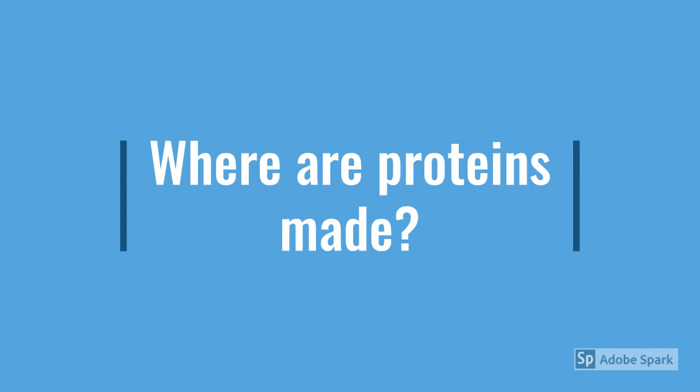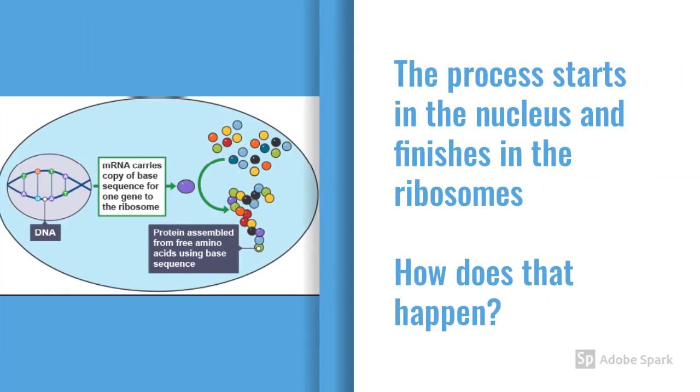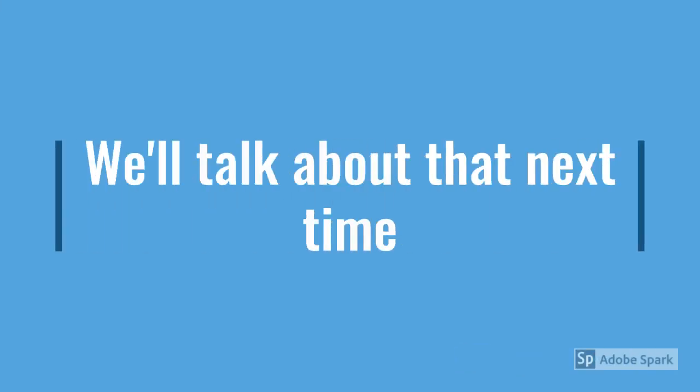So, where exactly are proteins made? There are 2 processes involved in making proteins. The first one occurs in the nucleus, and the second one happens in the ribosome. Remember, the ribosome is the site of protein synthesis. Anyway, to move from one place to the other, you need some sort of transport. It can't magically appear there. How does that happen though? We'll talk about that in the next video, proteins.